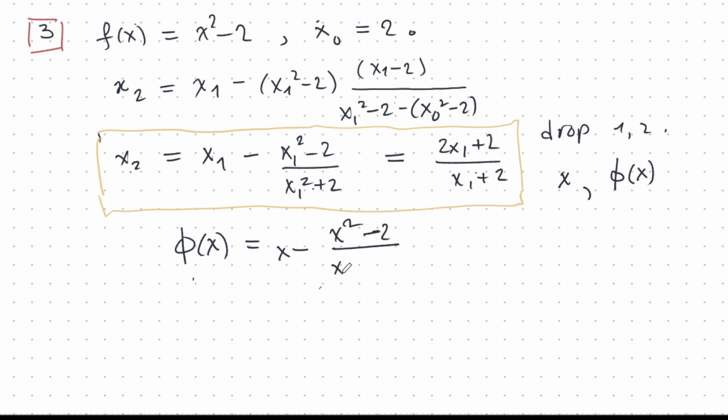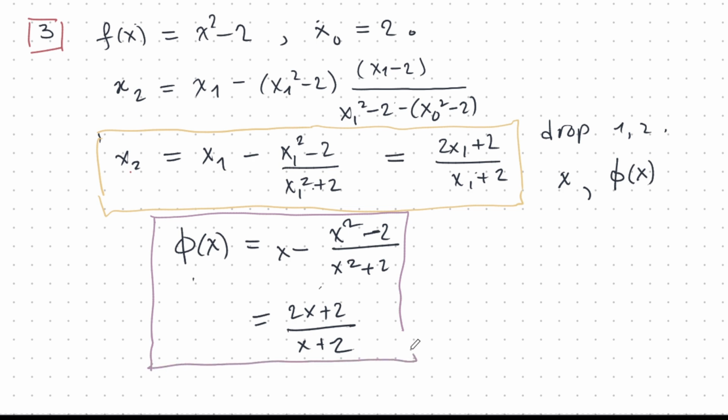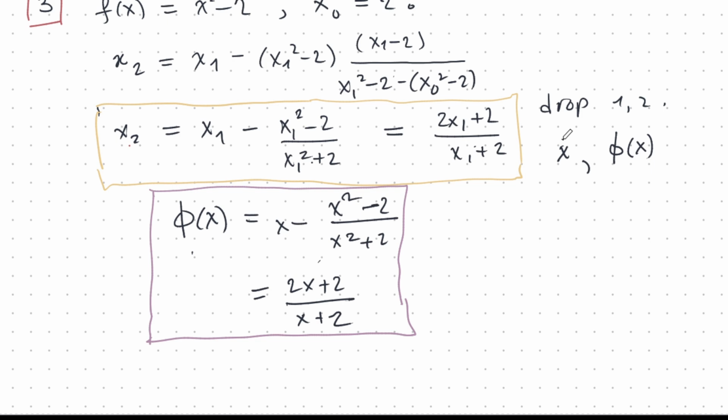I want to get rid of the 1s and 2s like this, plus 2. Or I can also write it like this, 2x plus 2 over x plus 2. All right, so let's think about this because this is an important idea. What I did here is I got rid of the subscripts, and now I'm saying I take a guess x, and phi of x is an improvement on that guess using the secant method. And it's a very simple expression.